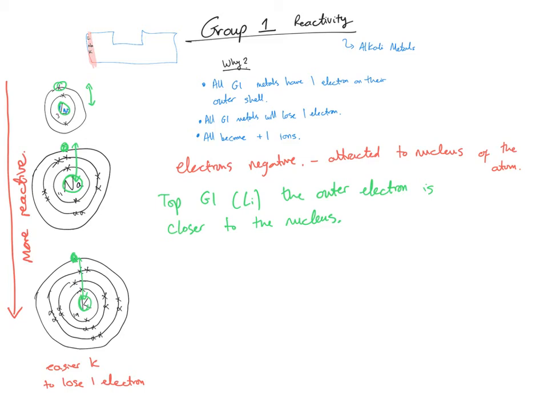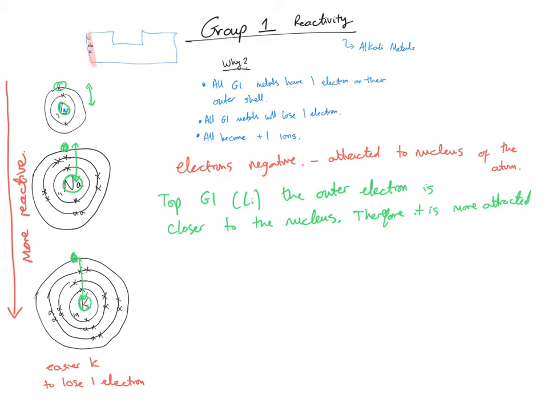If it's closer to the nucleus, it's going to be more attracted. So top of group 1, lithium, the outer electron is closer to the nucleus, therefore it is more attracted. This outer electron, yes, it's going to lose it when it reacts, but it's actually more attracted to the nucleus here than this outer electron is attracted here.